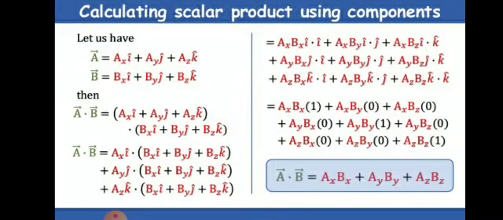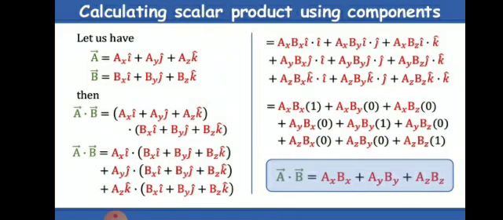Calculating scalar product using components. Now there are two vectors, vector A and vector B. Their components we write as A = ax i cap + ay j cap + az k cap. Vector B is equal to bx i cap + by j cap + bz k cap. Now you have to find the scalar product, isn't it? So it's vector A dot vector B.